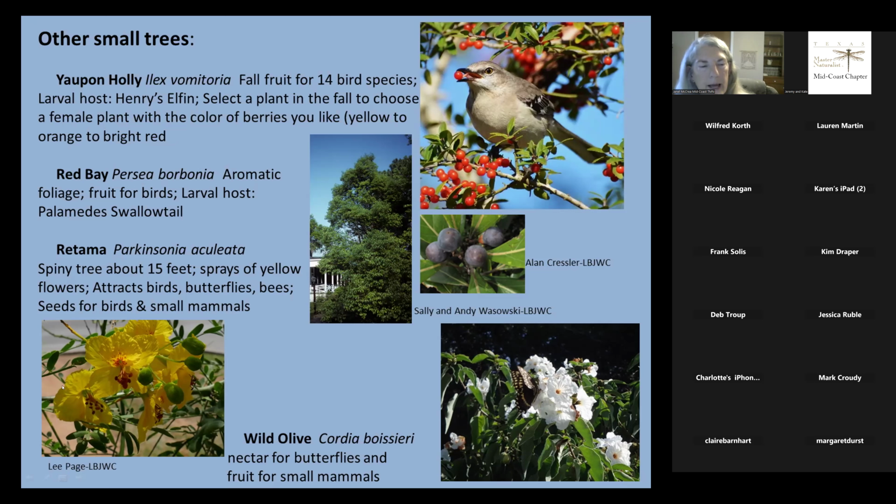The retama has these beautiful yellow flowers, but it's a thorny tree and it's very weak branched, so you wouldn't want to plant it too close to your house. The branches sometimes break off, but it's just a beautiful flowering tree. And then wild olive is another nice ornamental small tree.